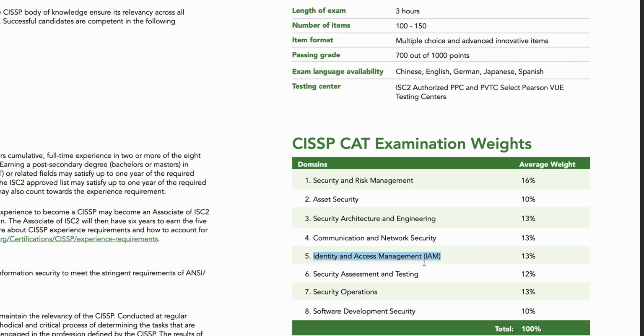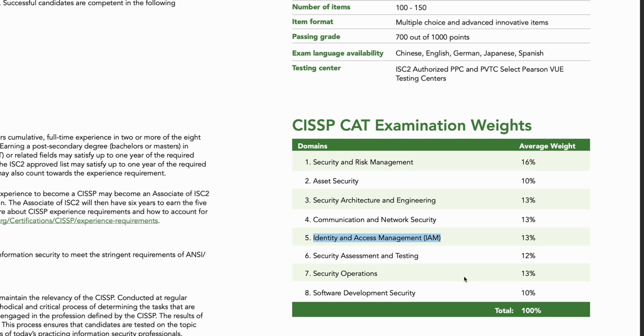You need to define that. Okay, I am verifying this is the user. This user has HR privilege, and now I'm giving them permission to view the employee data. This is all about identity and access management. I'm verifying the identity and giving them access to do something. Next is security assessment and testing.